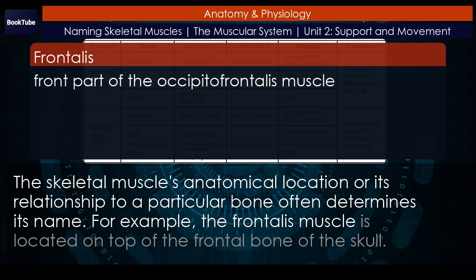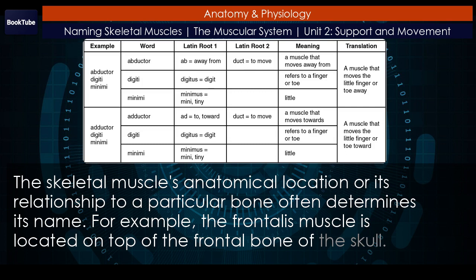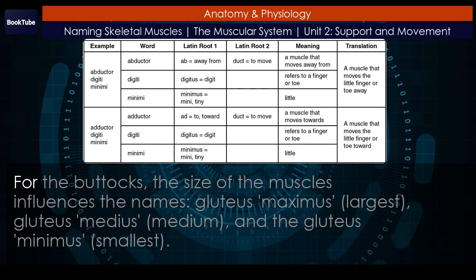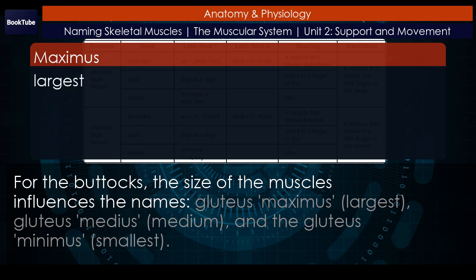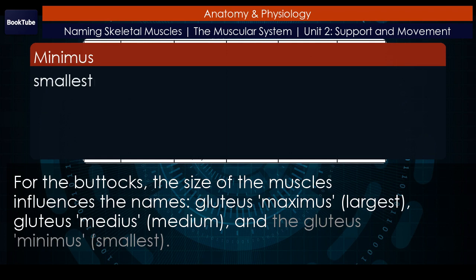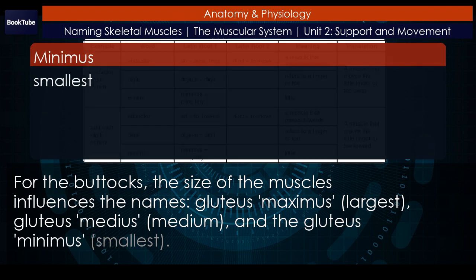For example, the frontalis muscle is located on top of the frontal bone of the skull. Similarly, the shapes of some muscles are very distinctive and the names, such as orbicularis, reflect the shape. For the buttocks, the size of the muscles influences the names. Gluteus maximus, largest, gluteus medius, medium, and the gluteus minimus, smallest.